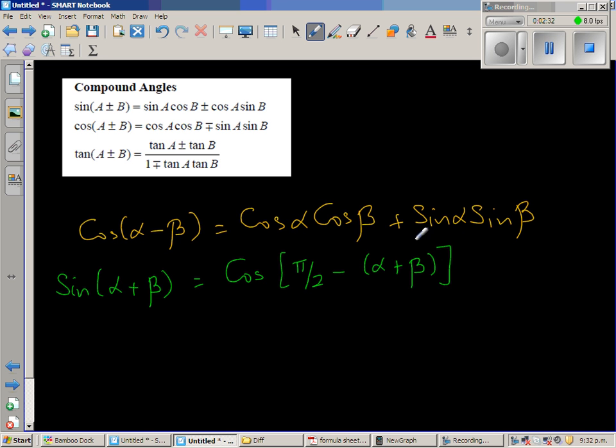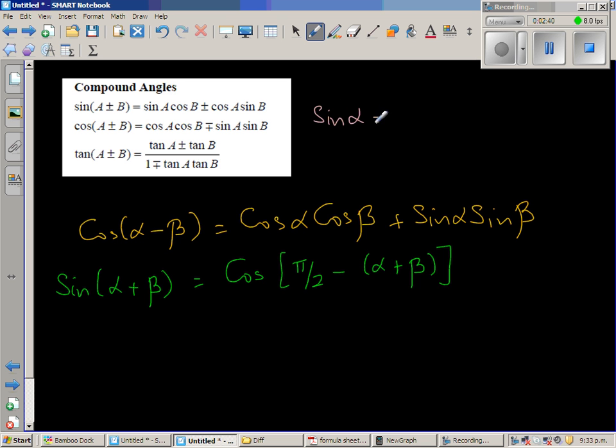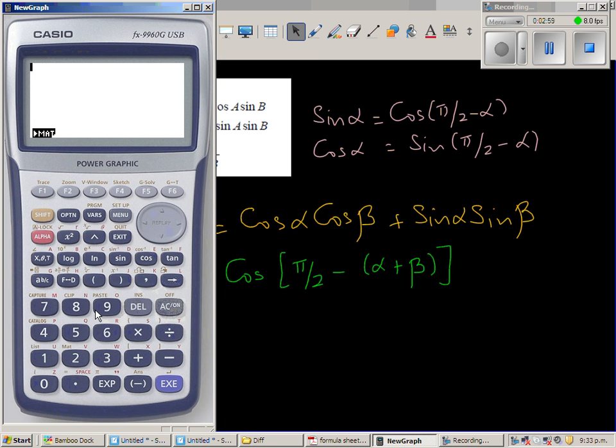I hope you know this rule, let me write it again. This is pretty easy: sine alpha is cos of pi by 2 minus alpha. The same way, cos alpha is sine of pi by 2 minus alpha. Let me give you an example. Sine 30 is half, and cos 60 is also half. Why did I do cos 60? Pi by 2 is 90, and taking alpha as 30, pi by 2 minus alpha will be 60.